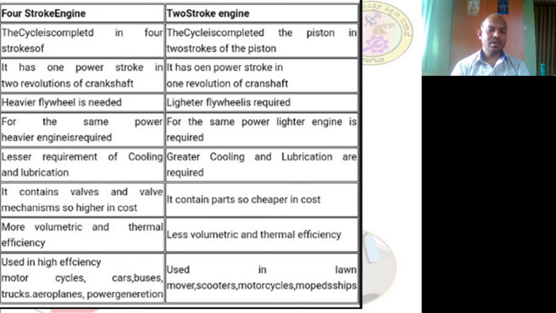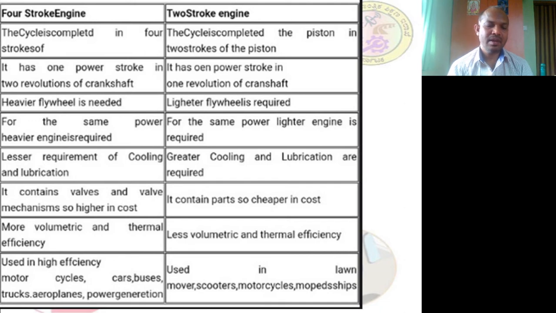Okay, now when it comes to cooling and lubrication, there is a lesser requirement of cooling and lubrication for the 4-stroke engines, whereas here greater cooling and lubrication are required. And more of the coolant is needed because the 2-stroke engine fires every revolution, whereas the 4-stroke takes 4 strokes, so the heat generated in the engine is very little compared to the 2-stroke engine.